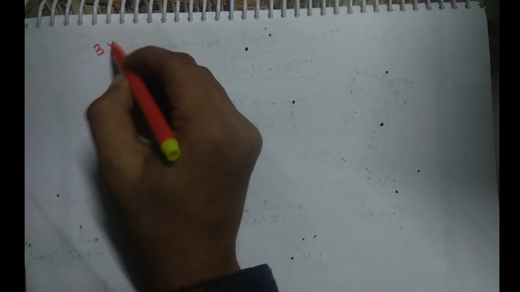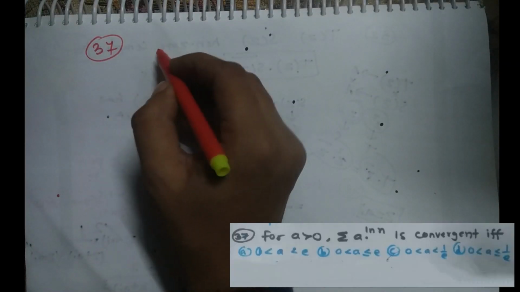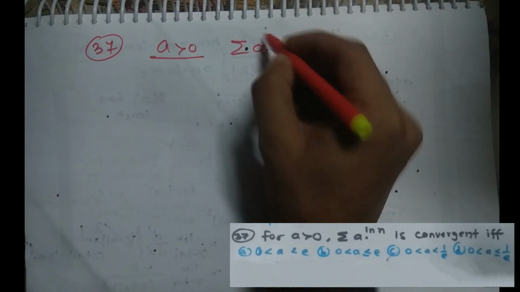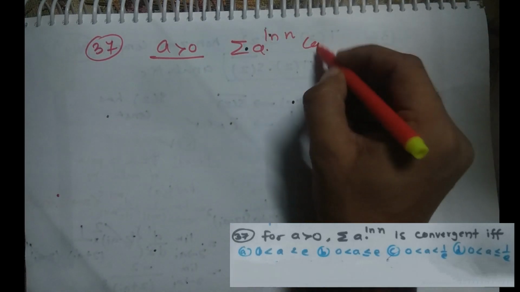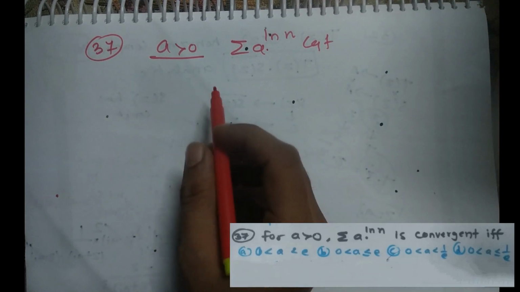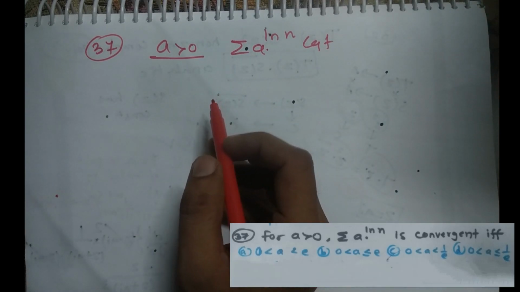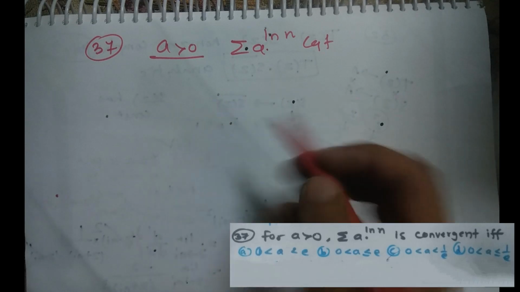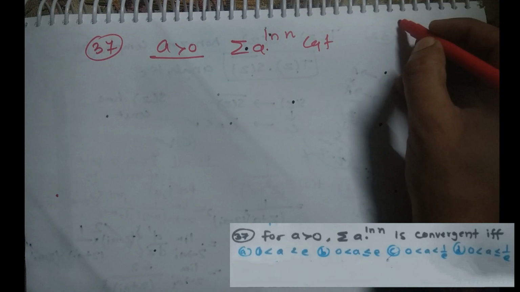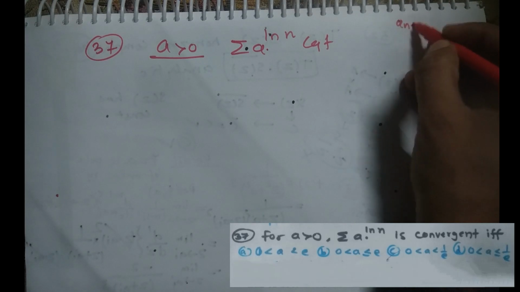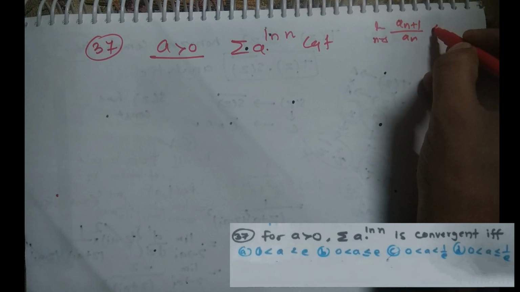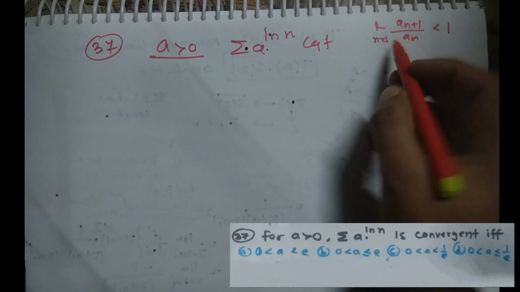Let's do the next question. Question number 37. What it says: for positive real number a, series a raised to ln of n is convergent if and only if, they are given four inequalities, whether a lies between 0 to e, 0 less than or equals to e. So let's try to do this. When do we say series is convergent? If limit n tends to infinity of a_{n+1} by a_n is less than 1. This is by ratio test.